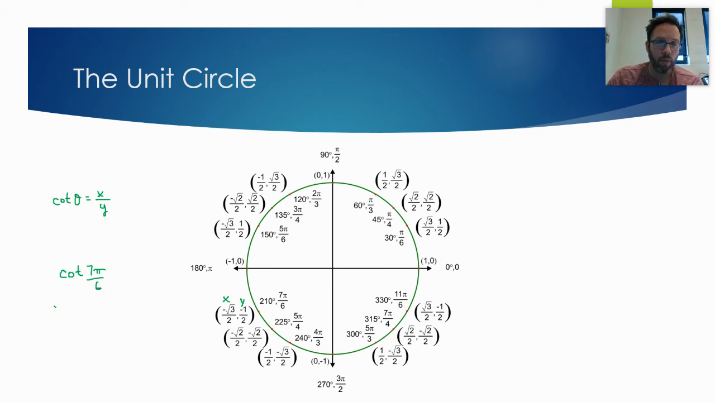So here, the cotangent would be the x value, minus root 3 over 2, divided by negative 1 over 2. And then we can just work this out. That's negative root 3 over 2, dividing by negative 1 over 2. That's like multiplying by negative 2. The negatives cancel out, the 2's cancel out, and you're just left with root 3. The cotangent of 7 pi over 6 is root 3.